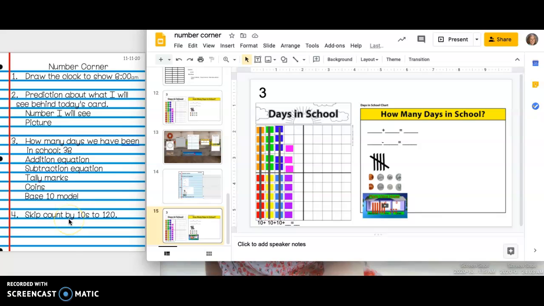Number 4. Today you are going to skip count by tens up to 120.